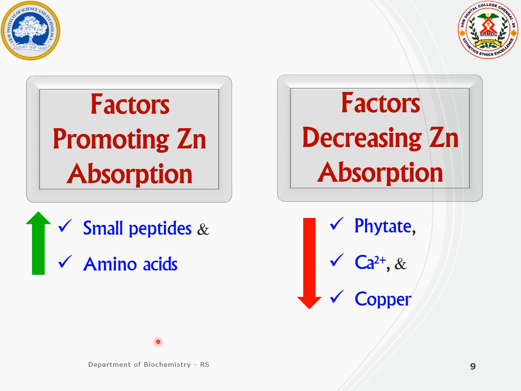These are the various factors which promote and also decrease zinc absorption. The factors promoting zinc absorption are small peptides and amino acids, whereas the factors which decrease zinc absorption are phytate, calcium and copper. They compete with zinc for absorption, so the zinc absorption will be diminished.